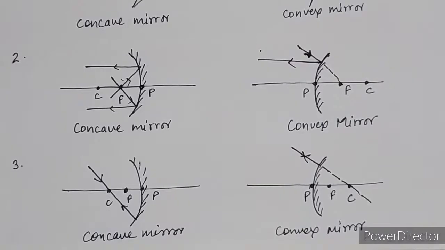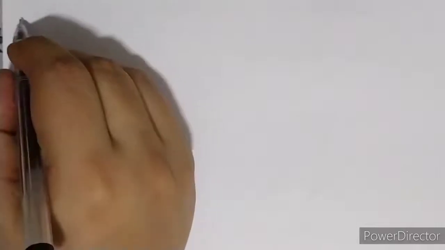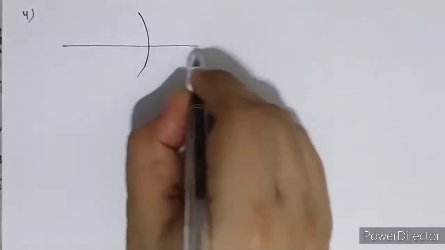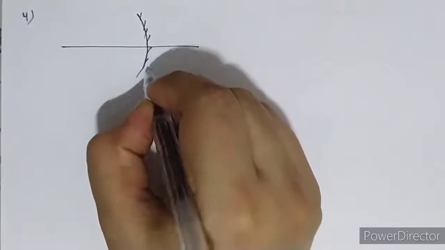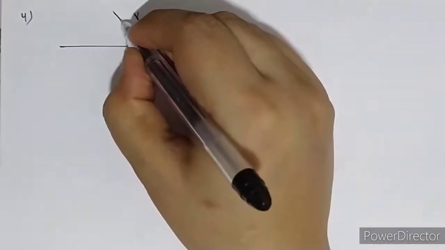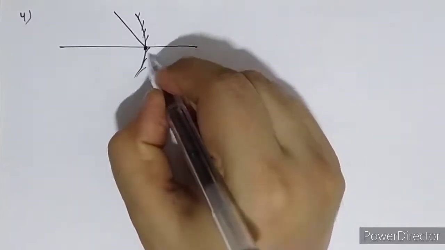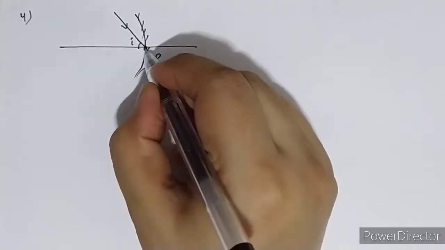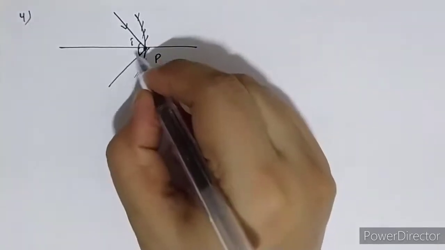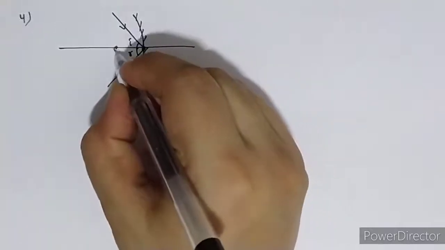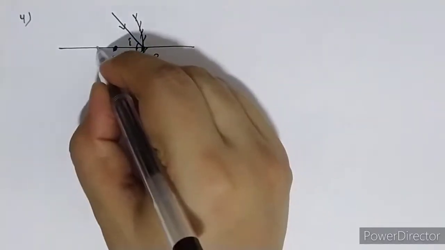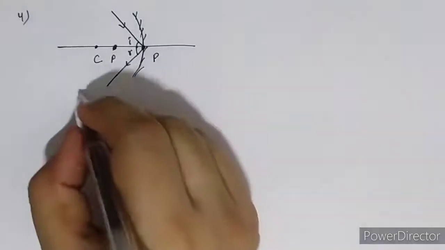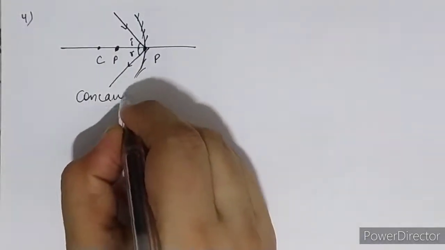So this I have shown to you. The fourth one is the concave mirror, polished. When the ray is incident on the pole, it makes an angle of incidence, and with the same angle it is reflected back. Means angle i is equal to angle r. This is your concave mirror.